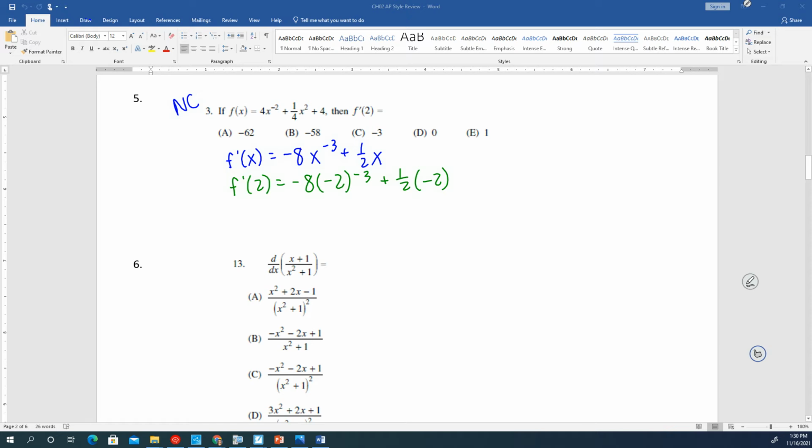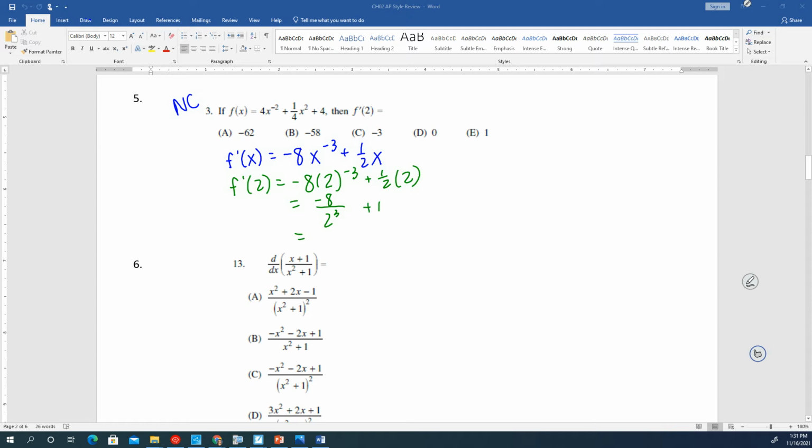I don't know why I plugged in -2. It's up to 2. Okay, 2 to the -3rd is not -8, right? That'd be 1 over 2 to the 3rd, like that. Or you can think of it as 1/8.